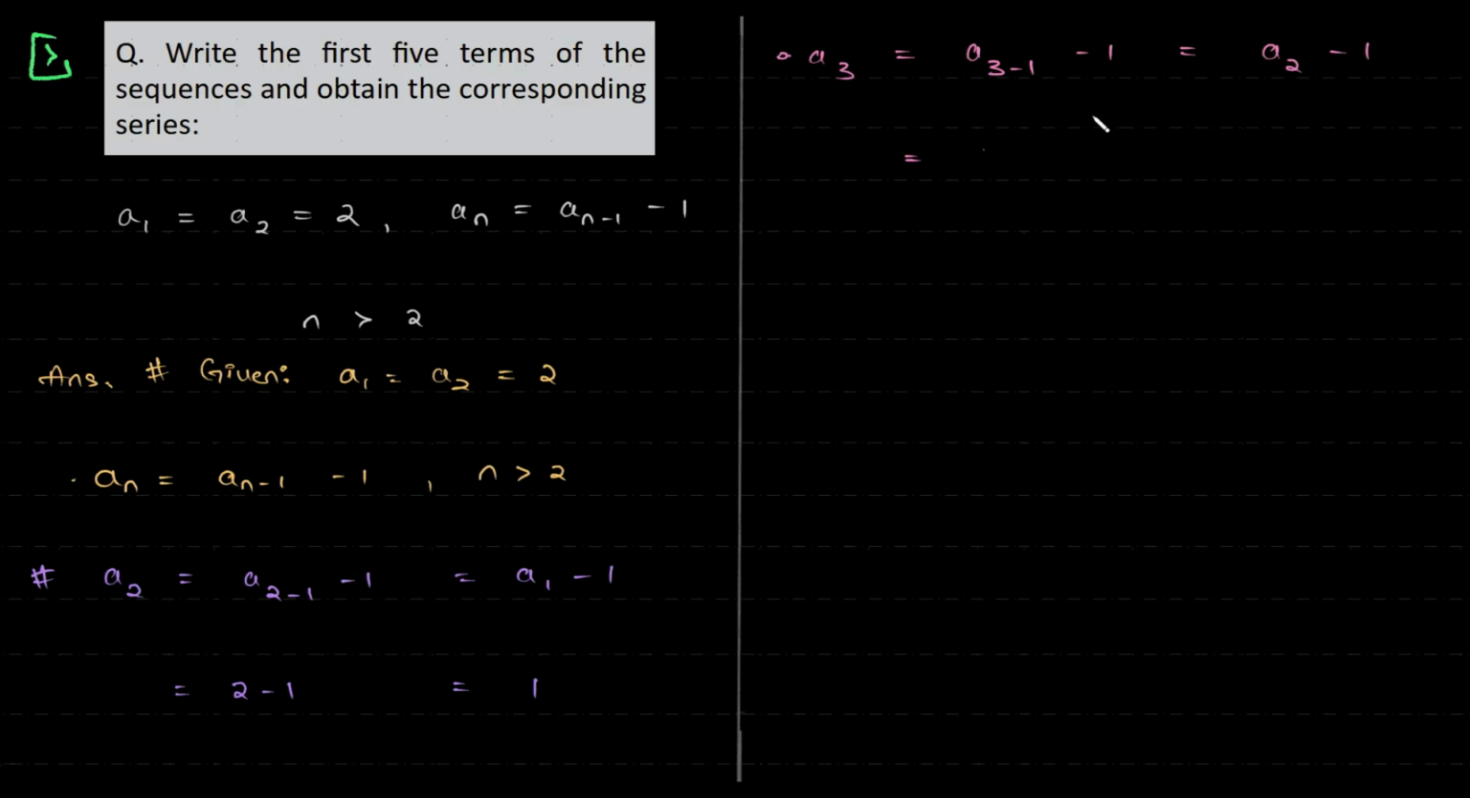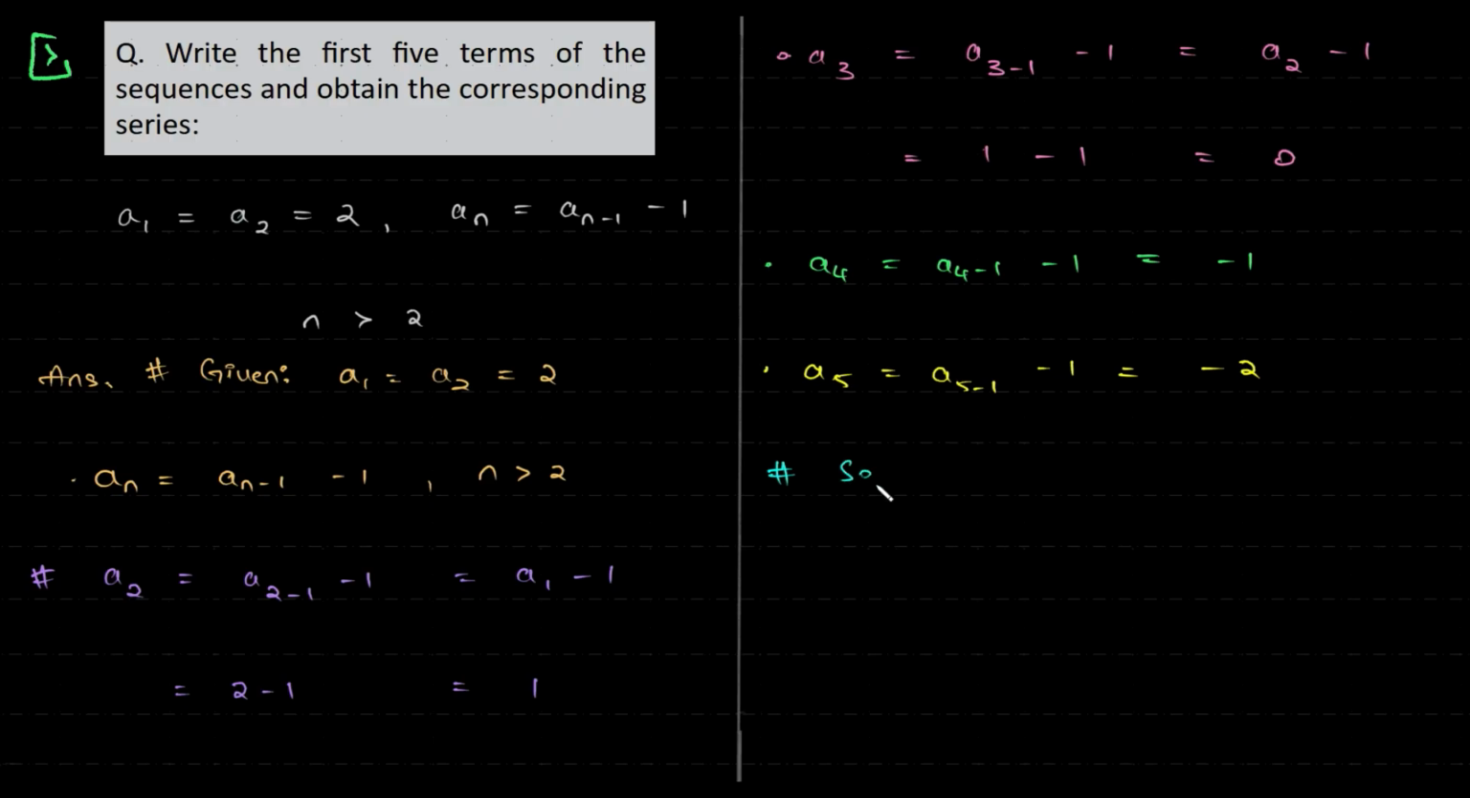Correct, A2 is 1 coming here, 1 minus 1 is 0. Right? Next A4, which is A(4-1). So A3 is 0, minus 1 is -1. A5 is A(5-1), that is A4 minus 1, which is -2.